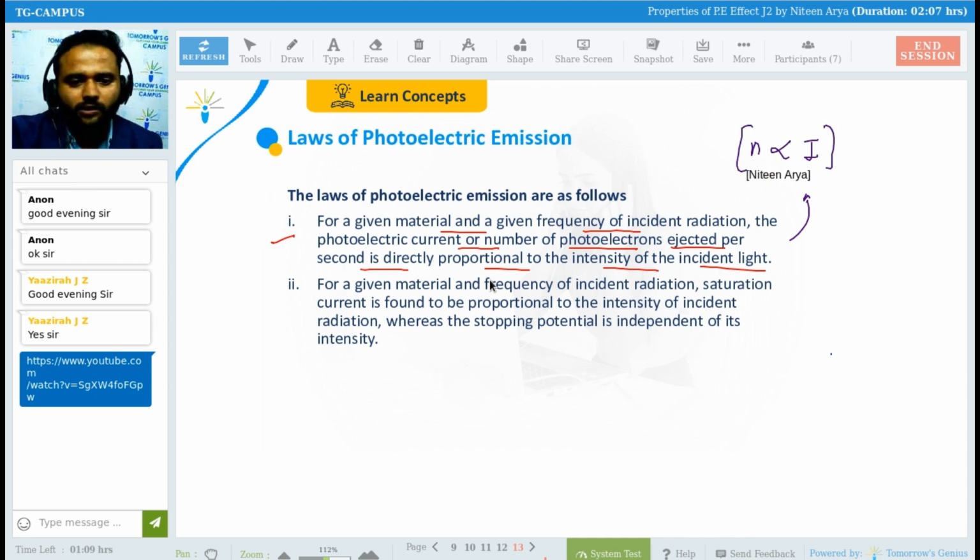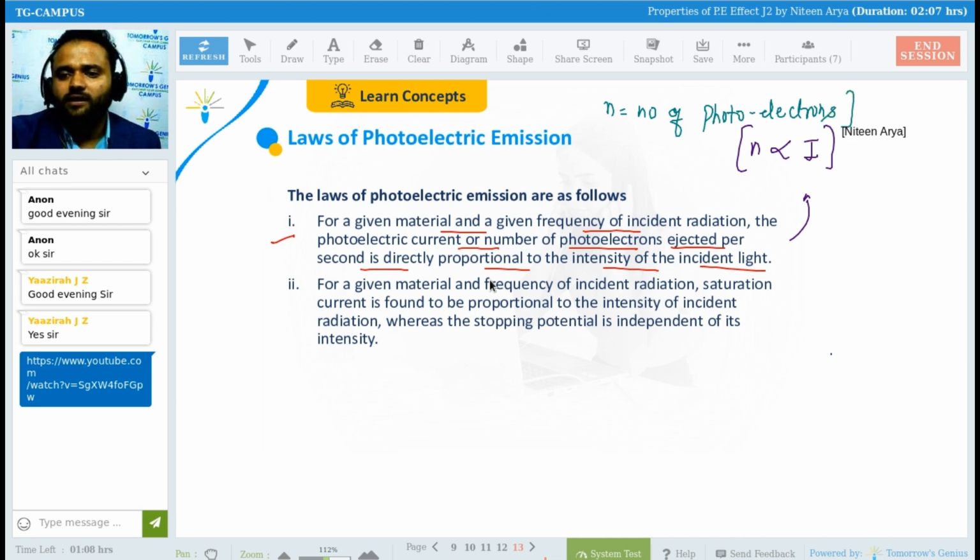Nothing is going to be new here, where n you can write as the number of photoelectrons, as simple as that. Is this clear, everyone? Clear now this thing? Since the beginning we are learning this, nothing new.